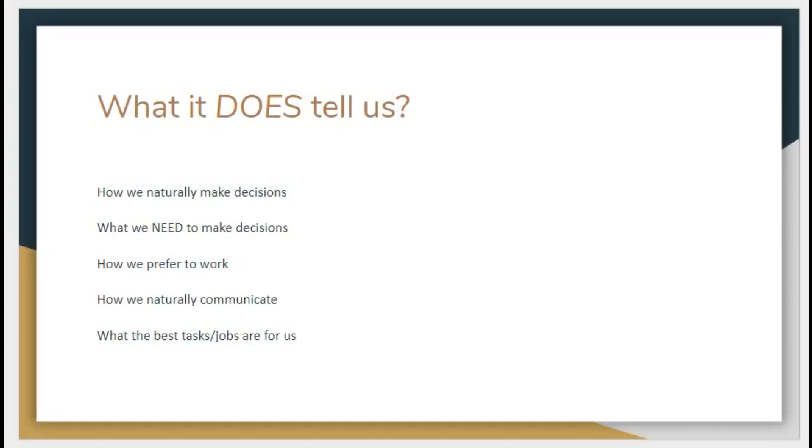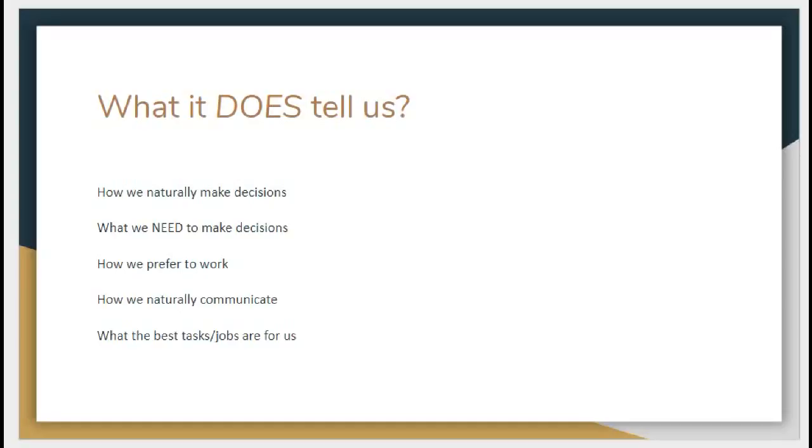So it also tells us what we need to make decisions. Do we need information? Do we need a plan? Do we need nothing? Do we need to just go? Some people can just make decisions like that. Other people have to really think things through. So it tells us what we need to make decisions.